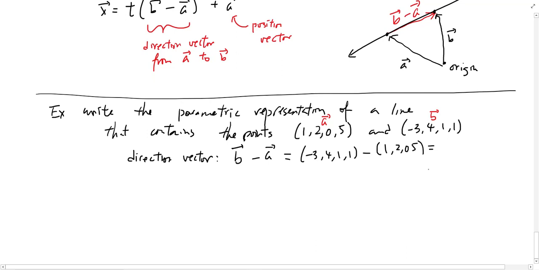If you do your math correctly, remember this just requires you to do 4 additions or subtractions. It's no different than what you have done since, I don't know, first grade, when you first learned about addition and subtraction. So -3 minus 1 is -4. 4 minus 2 is 2. 1 minus 0 is 1. And 1 minus 5 is -4. So that will be my direction vector. My position vector, we will simply use A, which is 1, 2, 0, 5.